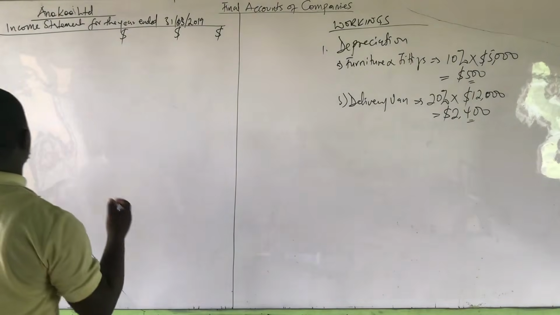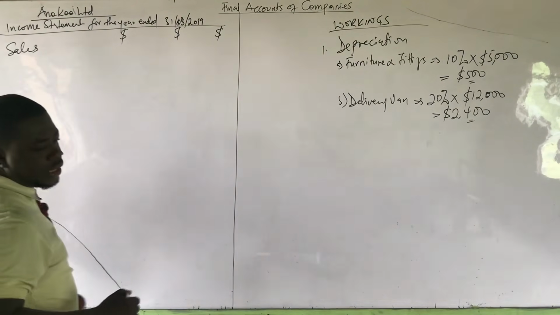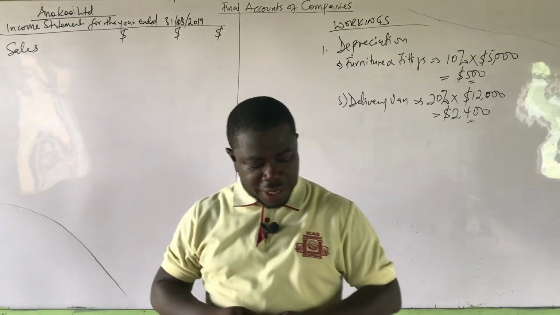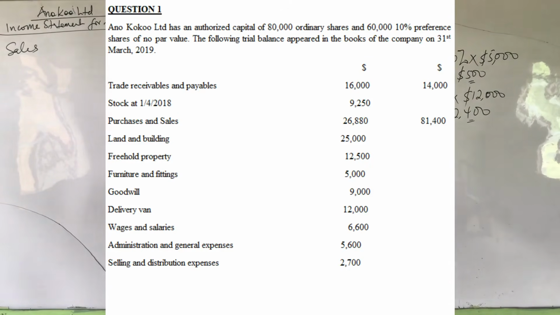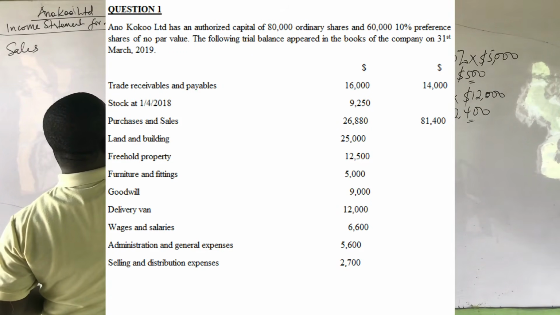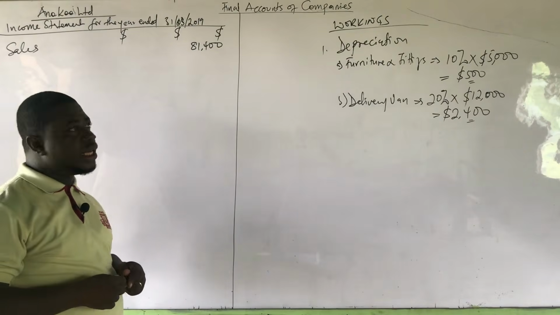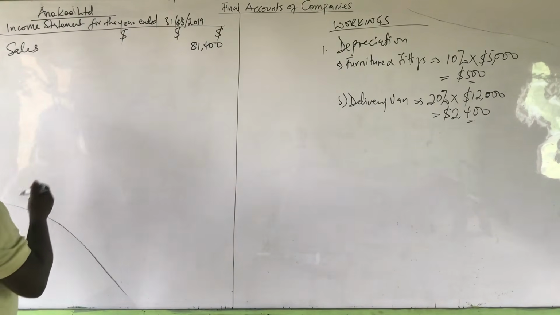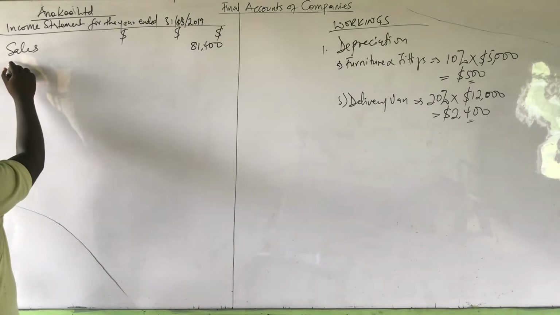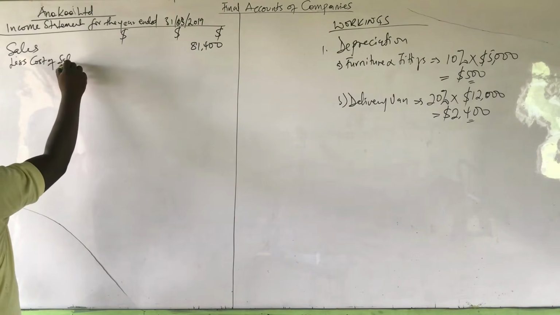Alright, so we'll begin with our sales or our turnover. So in this question, the sales figure that we were given from the question was $81,400. Now, there were no sales returns. So this is also our net sales. And then we take out cost of sales. So we less cost of sales.